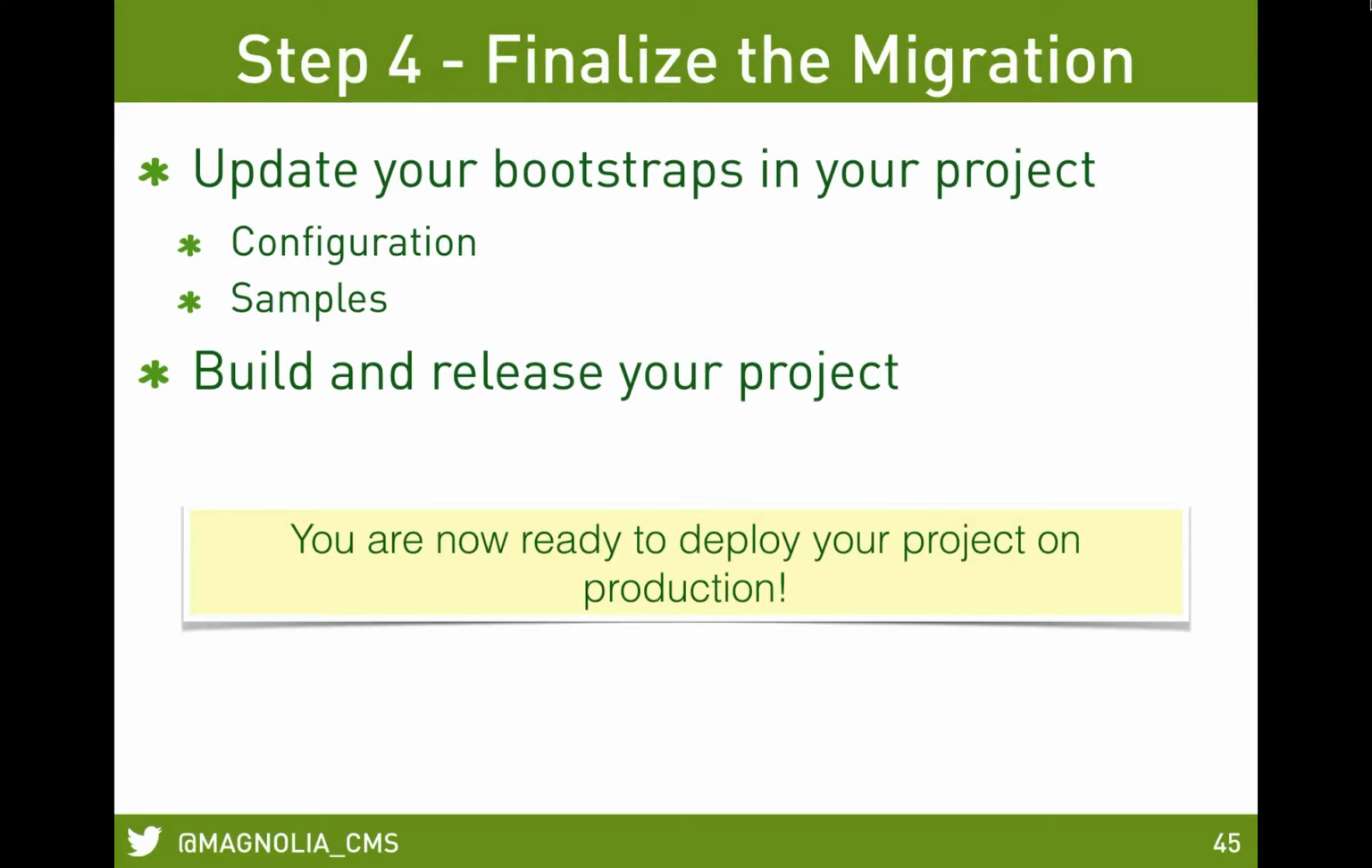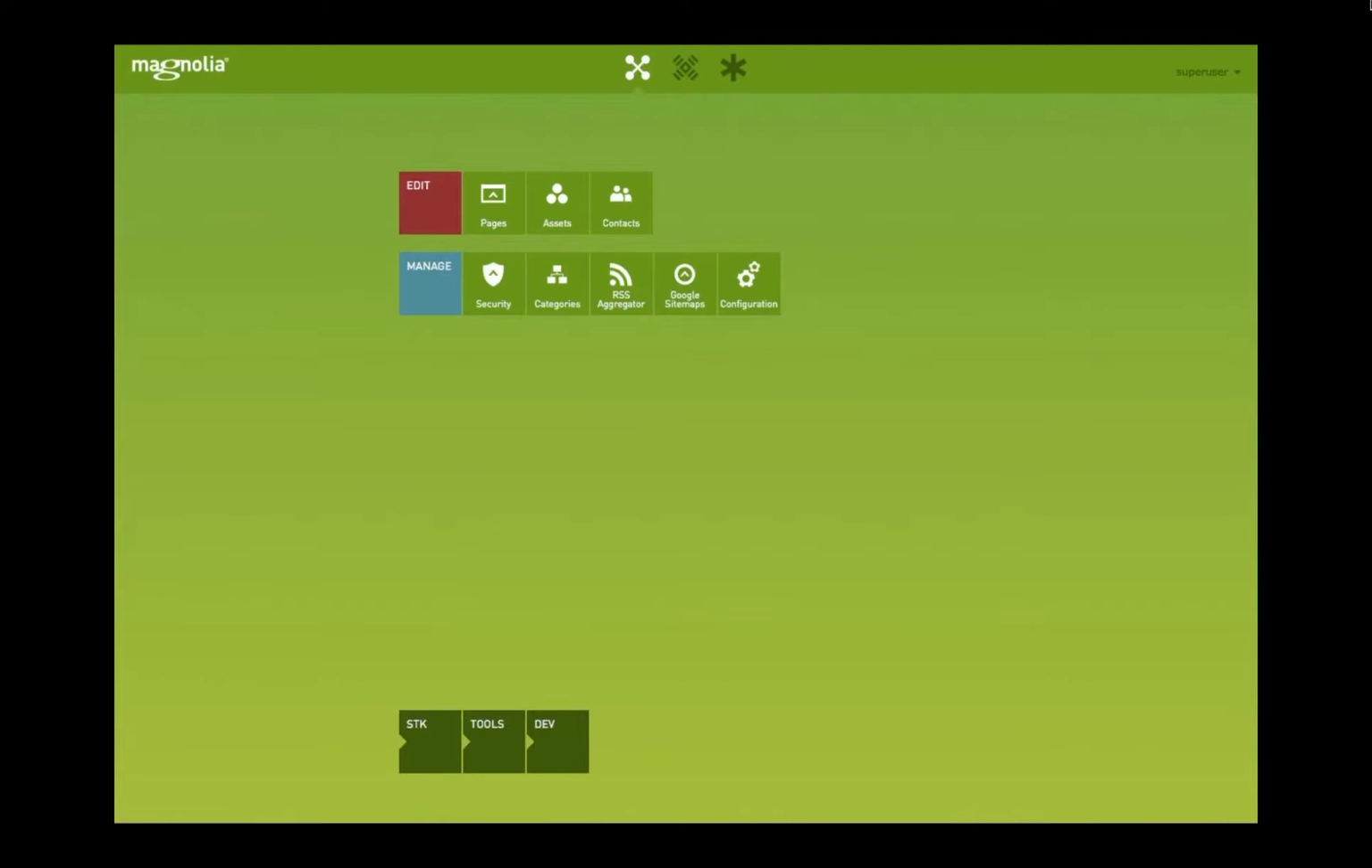Don't forget to update the bootstrap file, especially the one which contains the configuration and the definition, and also update if you have some samples in your bootstrap. Now you can build and release your project. And you have Magnolia 5 up and running.